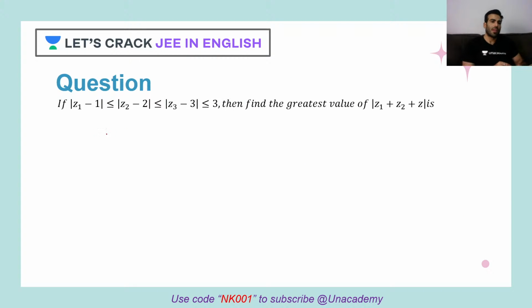Now we have this question. There are three inequalities given: mod of Z1 minus 1 is lesser than 1, mod of Z2 minus 2 is lesser than 2, and mod of Z3 minus 3 is lesser than 3. Then we have to find the greatest value of mod of Z1 plus Z2 plus Z3.